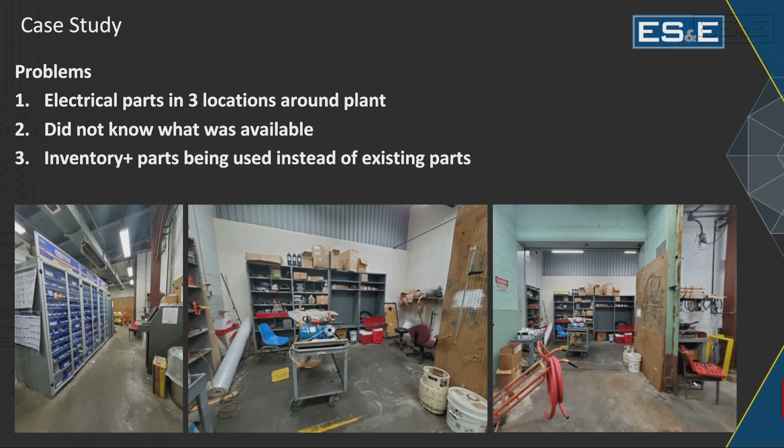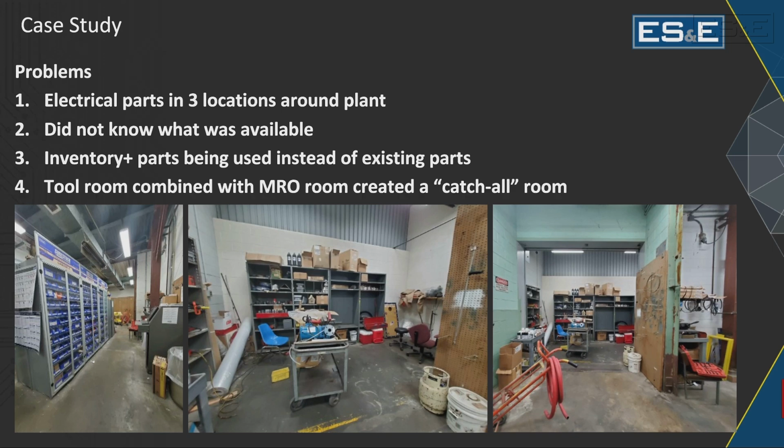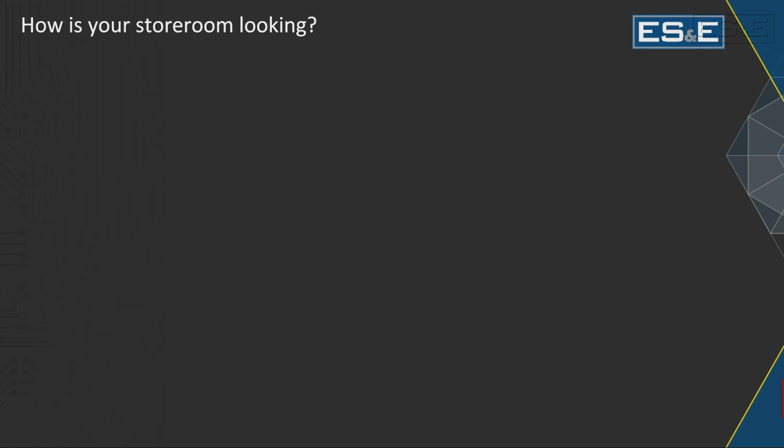They had a PMA, Inventory Plus, and they had the parts sitting right next to the existing, same parts. One they owned, one was an Inventory Plus part, and their technicians would be grabbing the wrong part. And then the tool room, as you can see here, was mixed up with some of their electrical MRO. Nobody knew what the room was for, so it just got turned into a catch-all, just turned into a mess. So we'll be coming back to this.